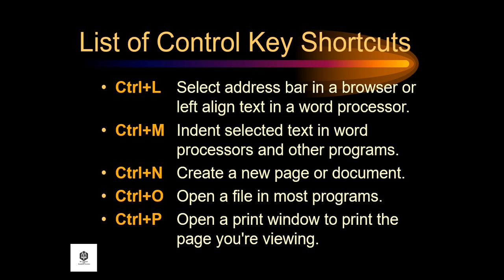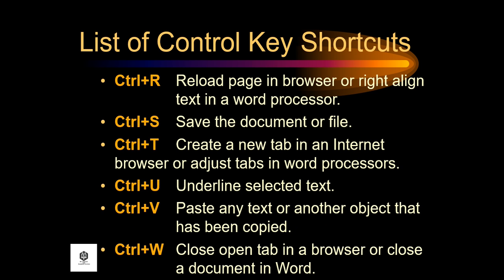Ctrl P. Open a print window to print the page you're viewing. Ctrl R. Reload page in browser or right align text in a word processor. Ctrl S. Save the document or file. Ctrl T. Create a new tab in an internet browser or adjust tabs in word processors. Ctrl U. Underline selected text.